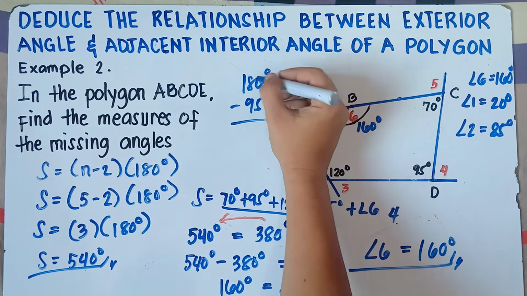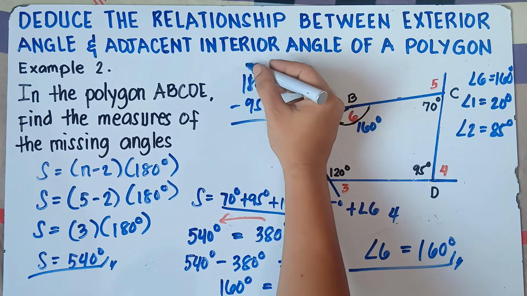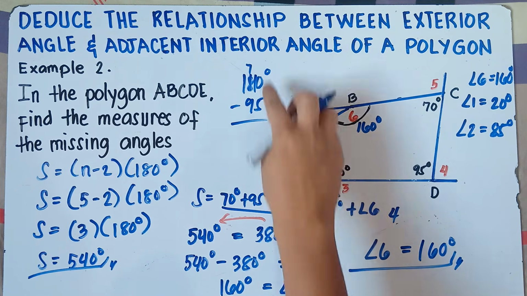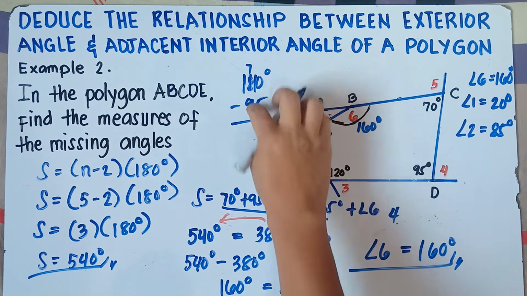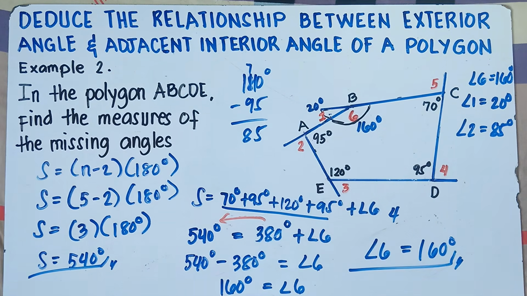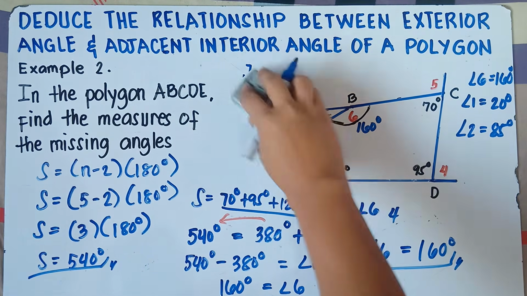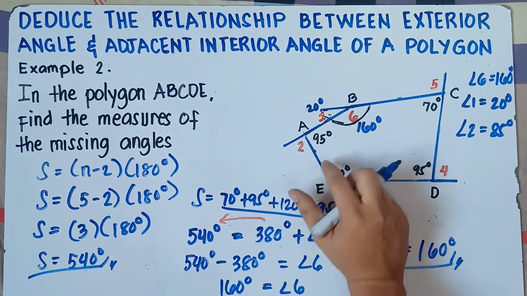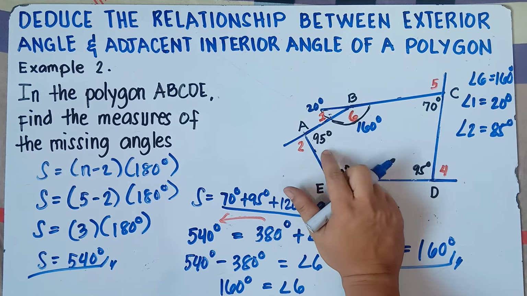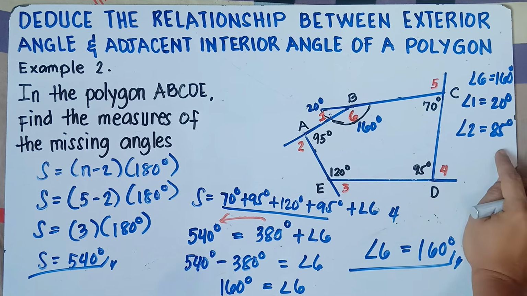0 minus 5 cannot be. Borrow 1, this becomes 7, this becomes 10. 10 minus 5 is 5. 17 minus 9 is 8. 85. But it will take time, class, if you do it that way. So the thing that you will do is just think of a number that when you add it to 95, you will get 180 degrees. So that would be 85.